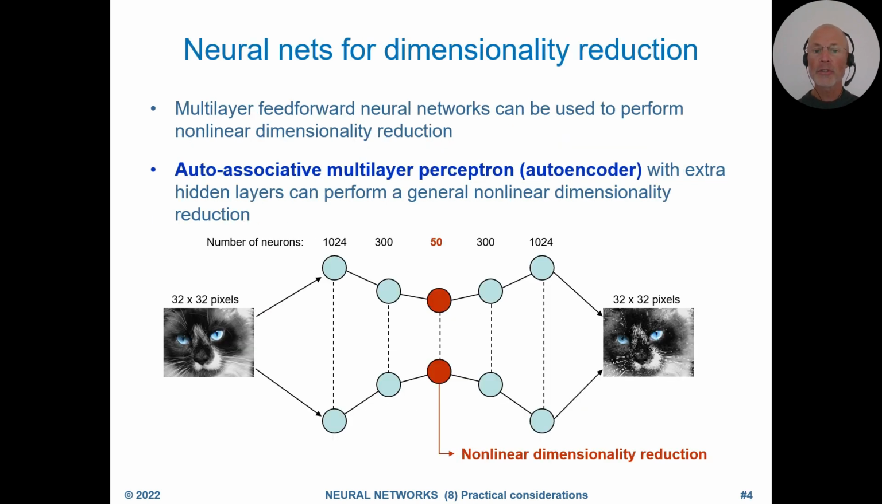Neural nets are also very useful for dimensionality reduction. So we can use the multilayer feed-forward neural network to perform dimensionality reduction in the form of an auto-associative multilayer perceptron, the so-called autoencoder. It has some extra hidden layers, and these can perform general nonlinear dimensionality reduction. If we see the picture below, we are mapping the picture from the input to the output. And we have several layers, and the bottleneck layer in the middle performs the nonlinear dimensionality reduction, which can be useful for neural network applications as well.